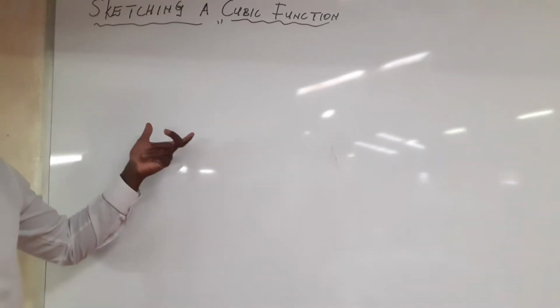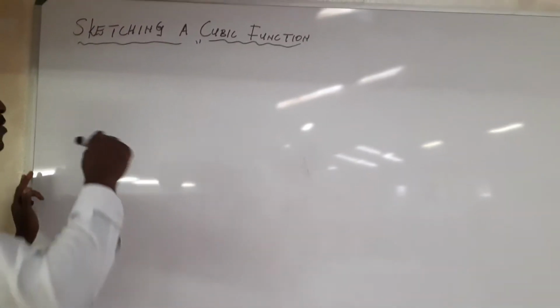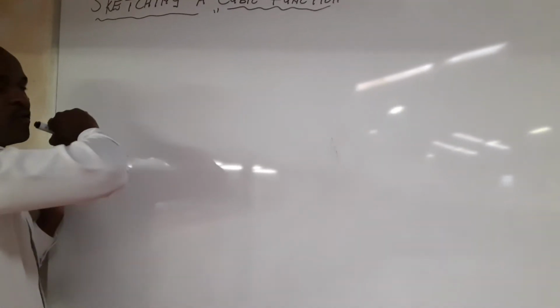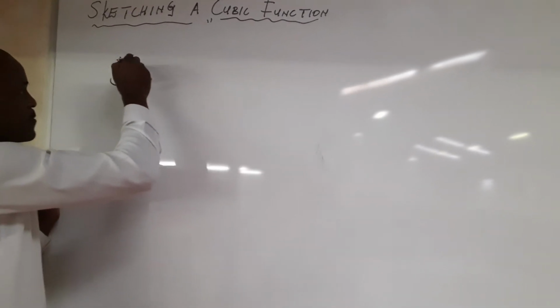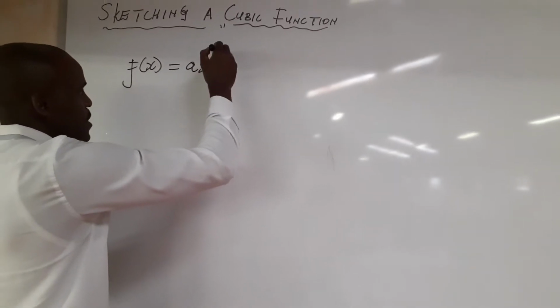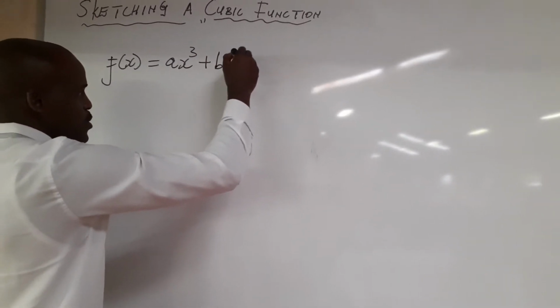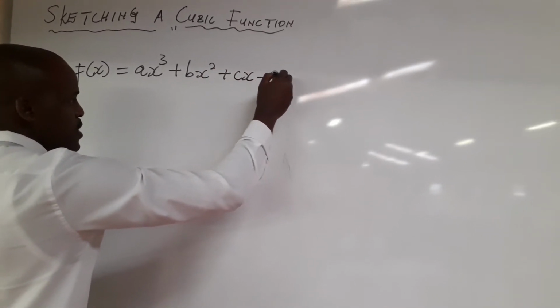On what we call the examples. Let's look at the examples for a cubic function, right? Remember that when you talk of a cubic function, you've got the following equations. You've got f of x equals ax cubed plus bx squared plus cx plus d.